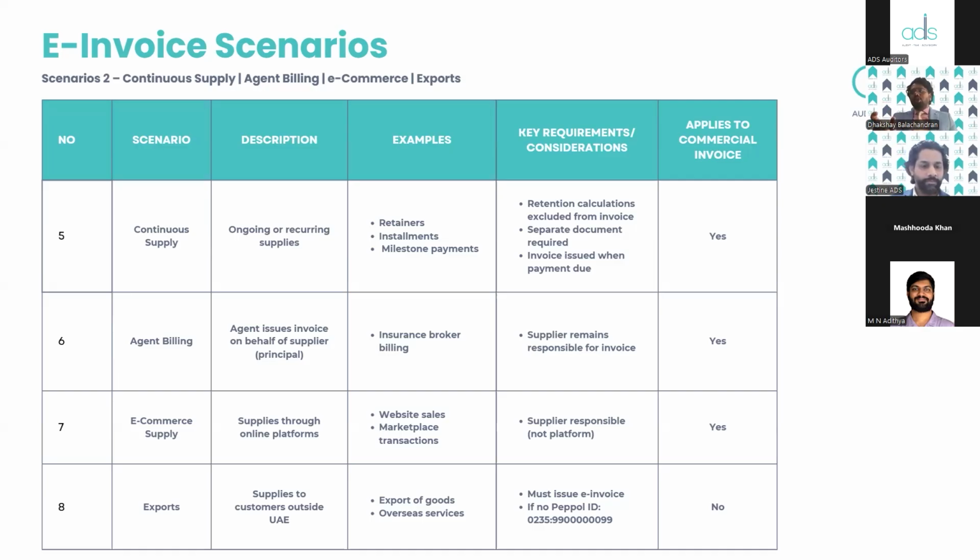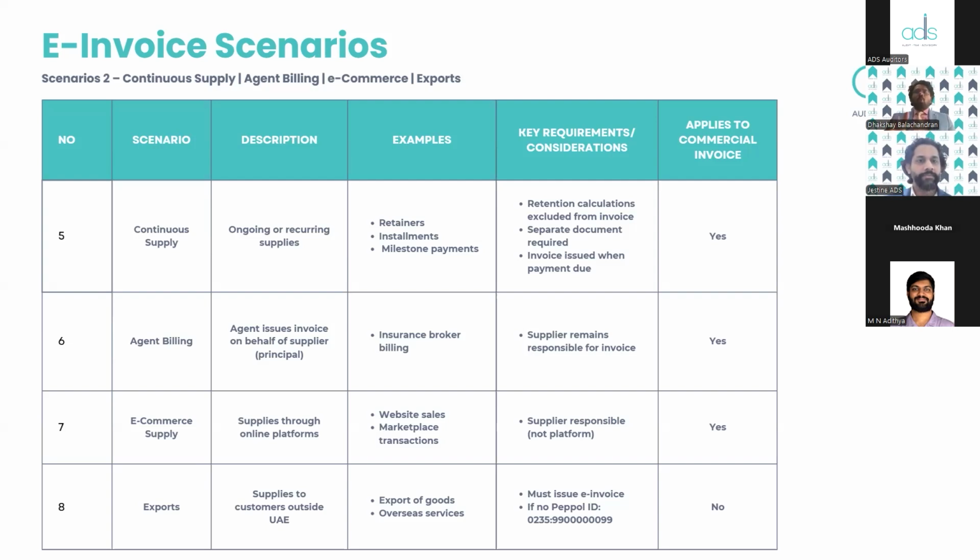And then you need to issue the invoice just for that particular payment due as an e-invoice, and then you have to follow the procedures. That is what the fifth scenario is all about, which is continuous supply. And yes, it applies to a commercial invoice.